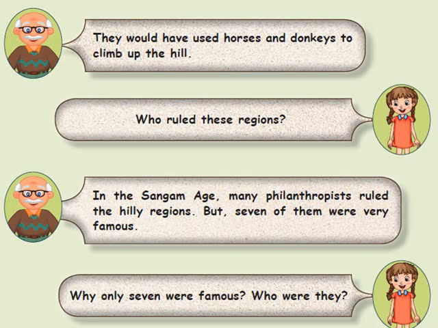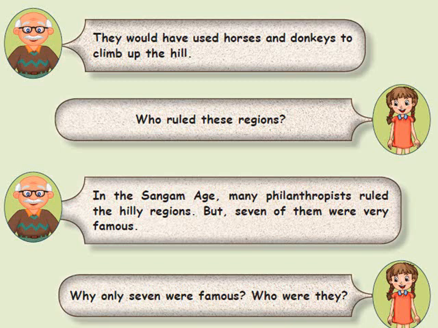He's saying in the age called the Sangam age, that is an age in our history, in our past. It is called the Sangam age. And during the Sangam age, many people were there who ruled these hilly regions. And among those people, 7 were very, very famous. And many philanthropists were there. We learned already a philanthropist is a person who will help others, who will give generously. Then 7 of them were there, very famous.